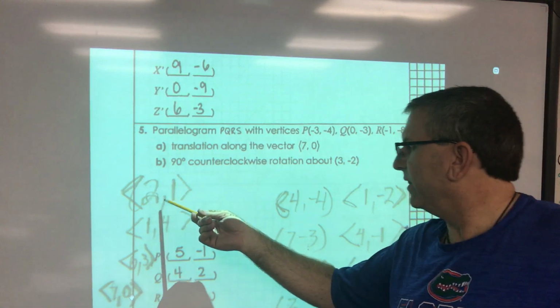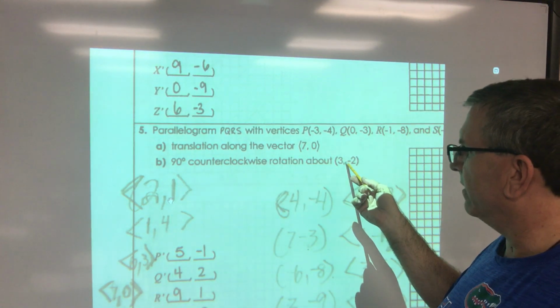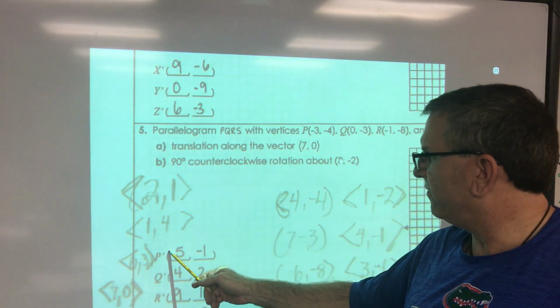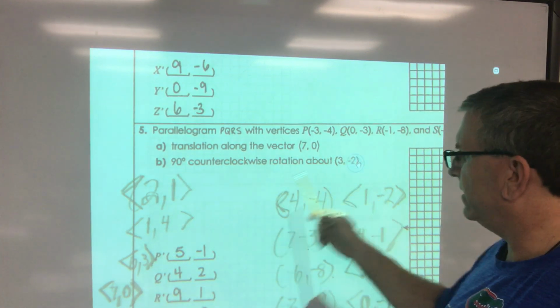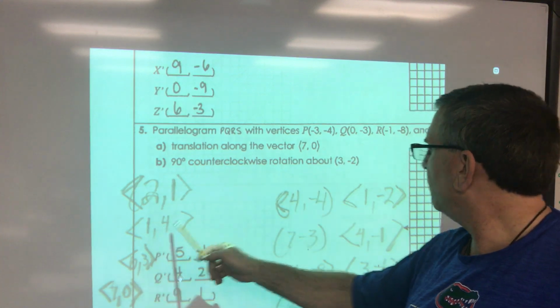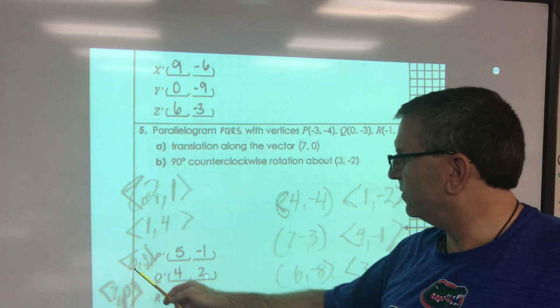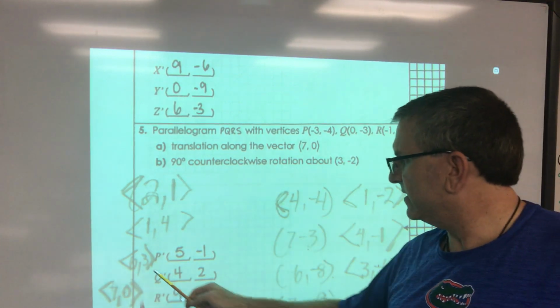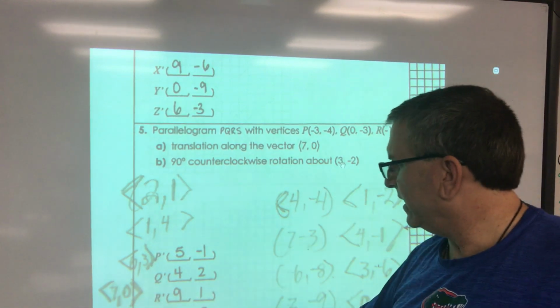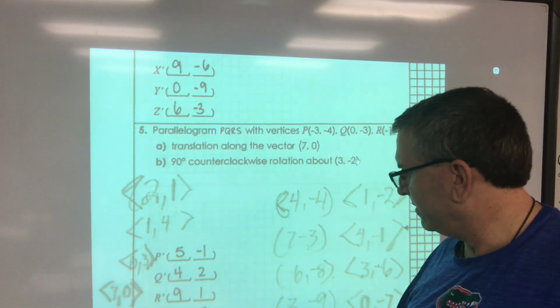So now the last step is to add it here. I have 2 plus 3 is 5, 1 minus 2, negative 1. 1 plus 3 is 4, 4 minus 2 is 2. 6 plus 3 is 9, 3 minus 2 is 1. 7 plus 3 is 10, 0 minus 2 is negative 2.